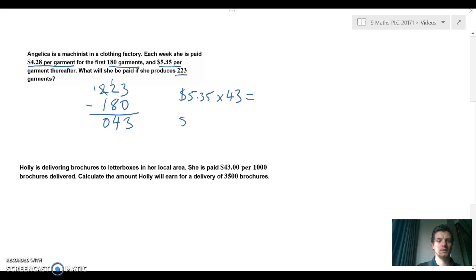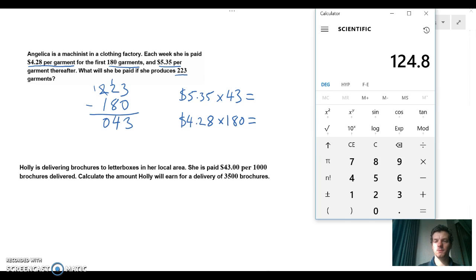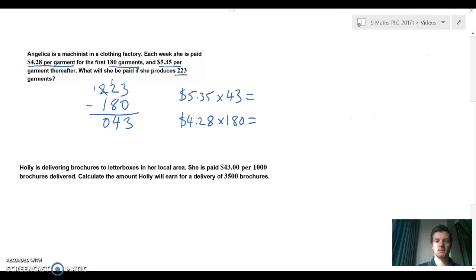And we also know she's going to be paid $4.28 for the first 180 garments. So if we add these two together, we'll end up with our total. So we've got 535 multiplied by 43. So that's 230.05 cents.